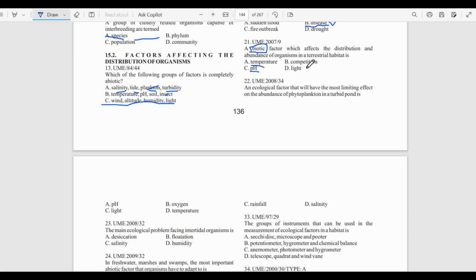Now look at all the options here. Temperature, pH, light. What are these? These are abiotic factors, right? So competition is the only biotic factor in this option.